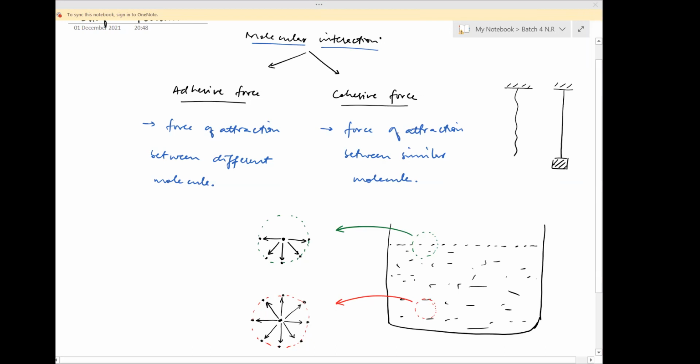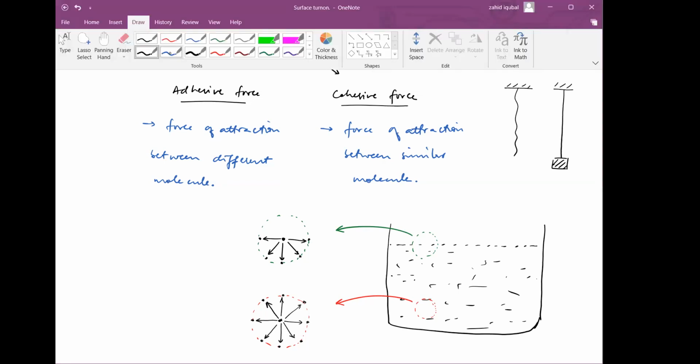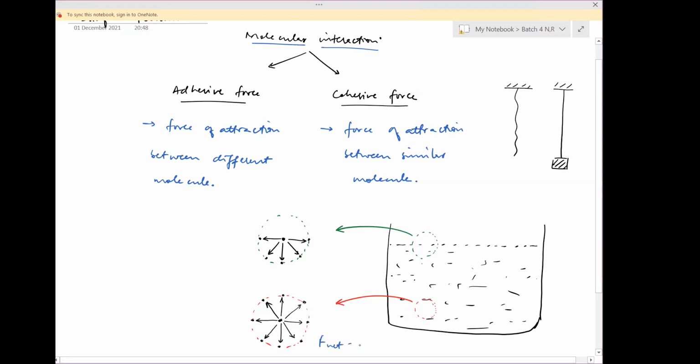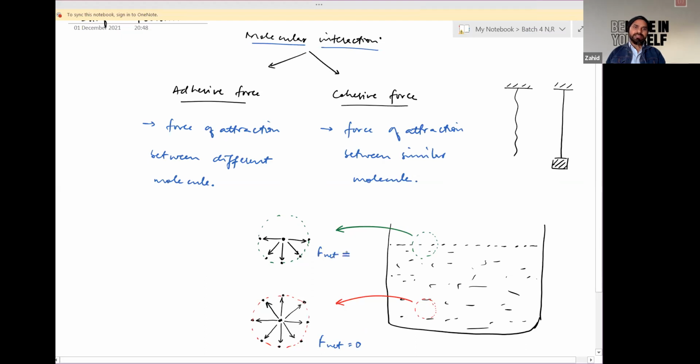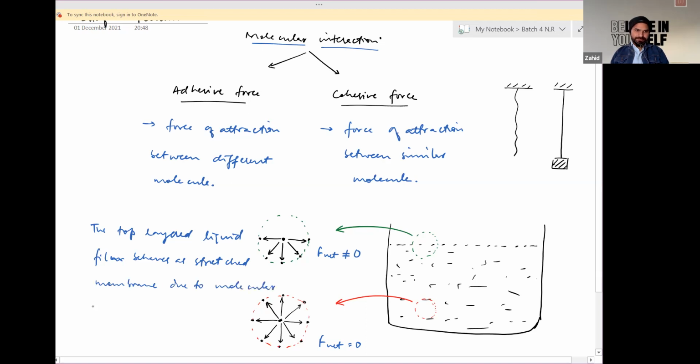Yes, sir. So in this part, F net is 0, but for this part, F net is not equal to 0. So the top layered liquid film, a thin layer of liquid, behaves as a stretched membrane due to molecular interaction. This is called surface tension.